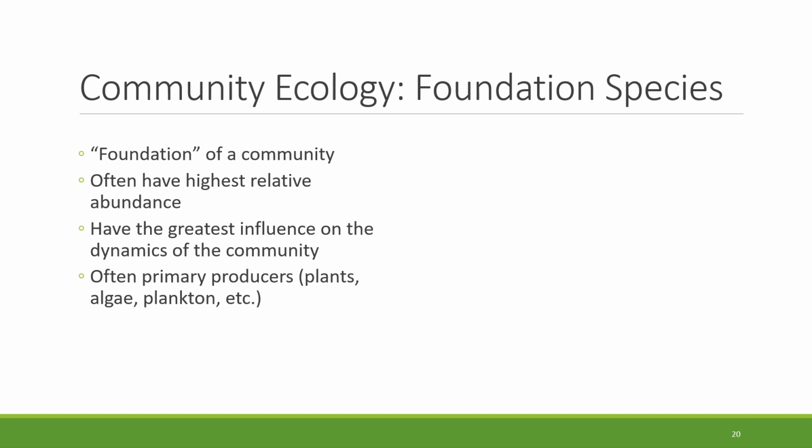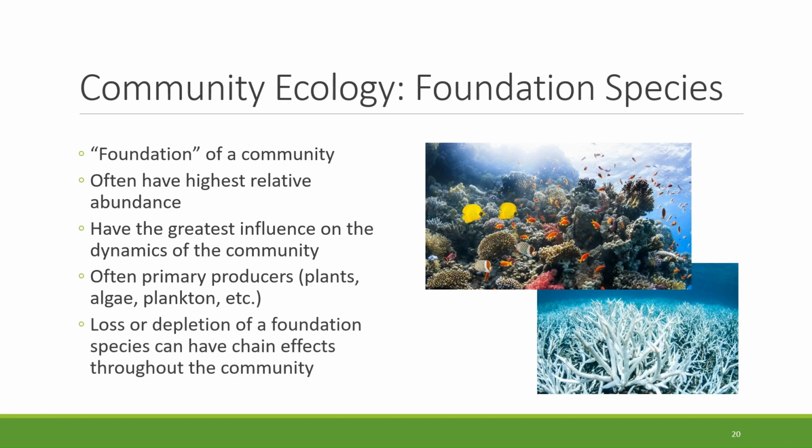So these organisms, because they are producers, they are the entry point for energy to come into the ecosystem. They're at the bottom of the food chain. They perform photosynthesis and convert sunlight energy into usable chemical energy. And so everything else depends upon them. They're abundant, they're important, and therefore the loss of those species can have a chain effect that radiates throughout the community.